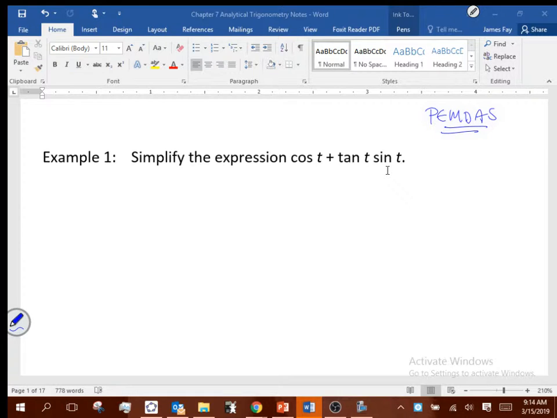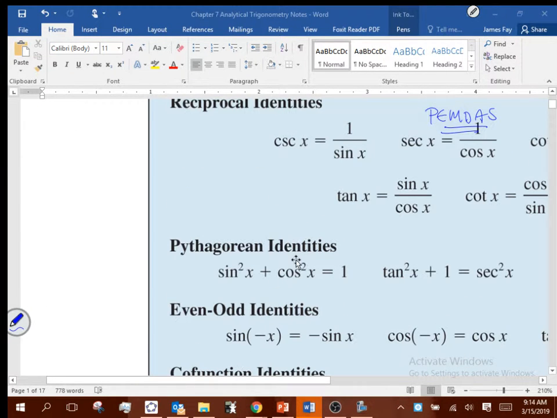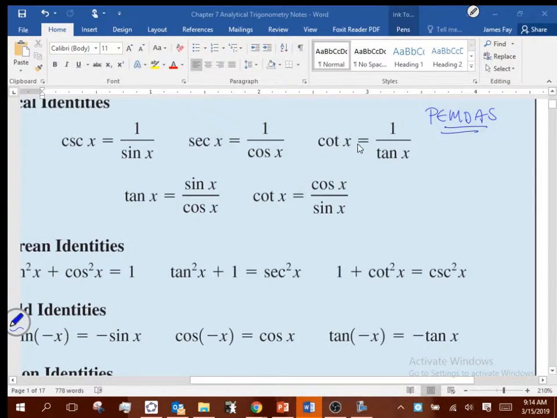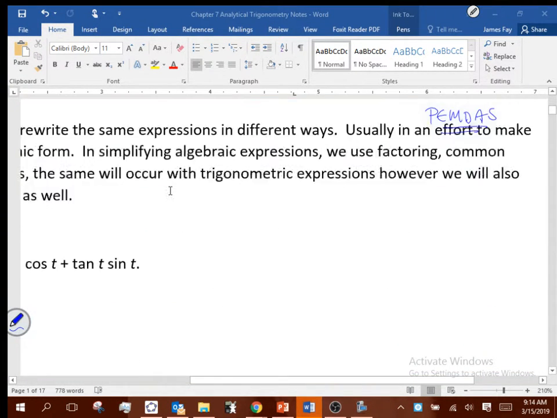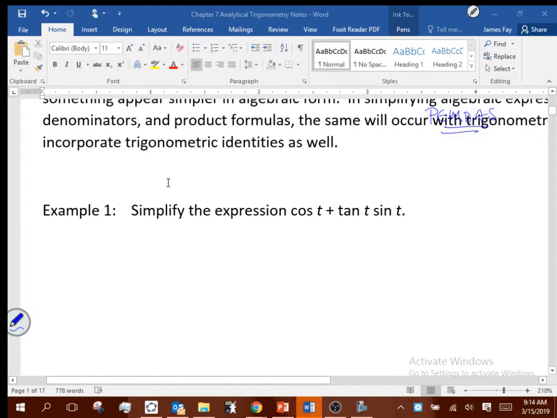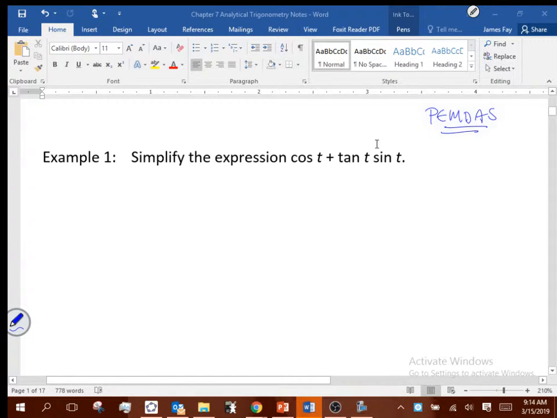Because if we do that, or if we look at our list of trig identities, can't cosecant be written in terms of sine? Secant in terms of cosine, cotangent in terms of tangent, but tangent can be written in terms of sine and cosine, so cotangent can be written this way. And then tangent can be written in terms of sine and cosine, right? So every one of these 6 trigonometric functions that we use can always be rewritten in terms of sine and cosine. So that's what we want to do.